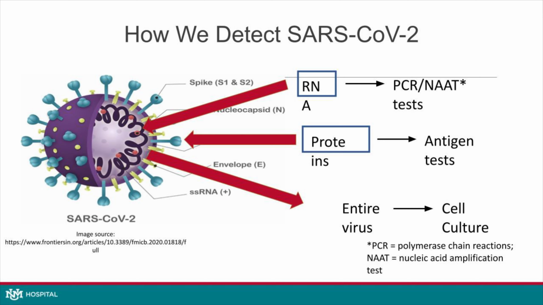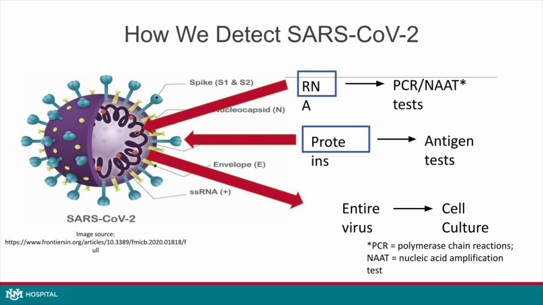So how do we go about doing that? In our lab at Tricor, we can look for its RNA by using the PCR or nucleic acid amplification tests. We can also look for proteins, and that's using antigen tests. The key thing to know is that these are the two tests that are routinely available. As much as it would be great to look for the entire virus, which we would typically do by cell culture, that's not routinely available. That's only available in research labs.